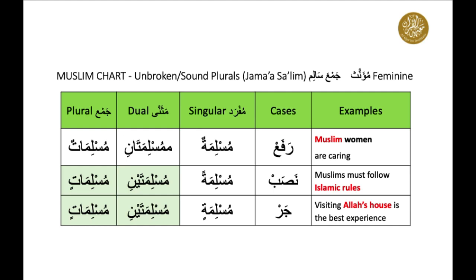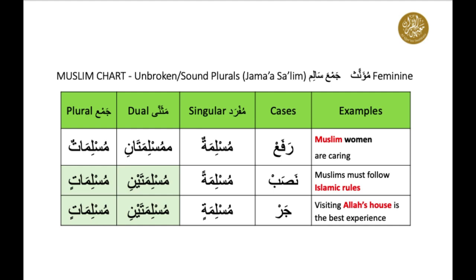First examples. Muslim women are carrying. Here, Muslim women are the fa'il or the subject, so it will carry the rafa status because it's the doer. Muslims must follow Islamic rules. What do they follow? Islamic rules. Islamic rules is a maf'ul or object of the sentence. So it will have mansub or nasab status with fatah ending.